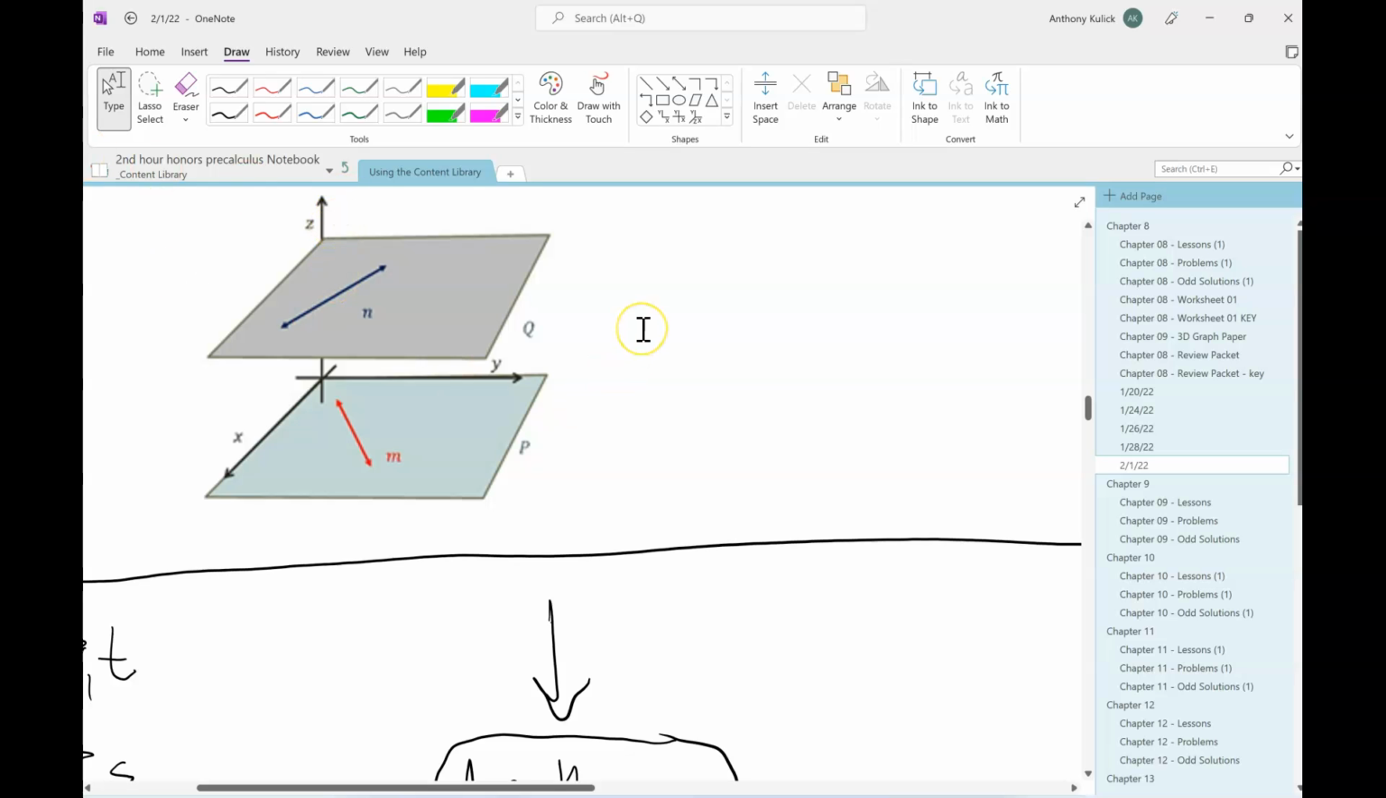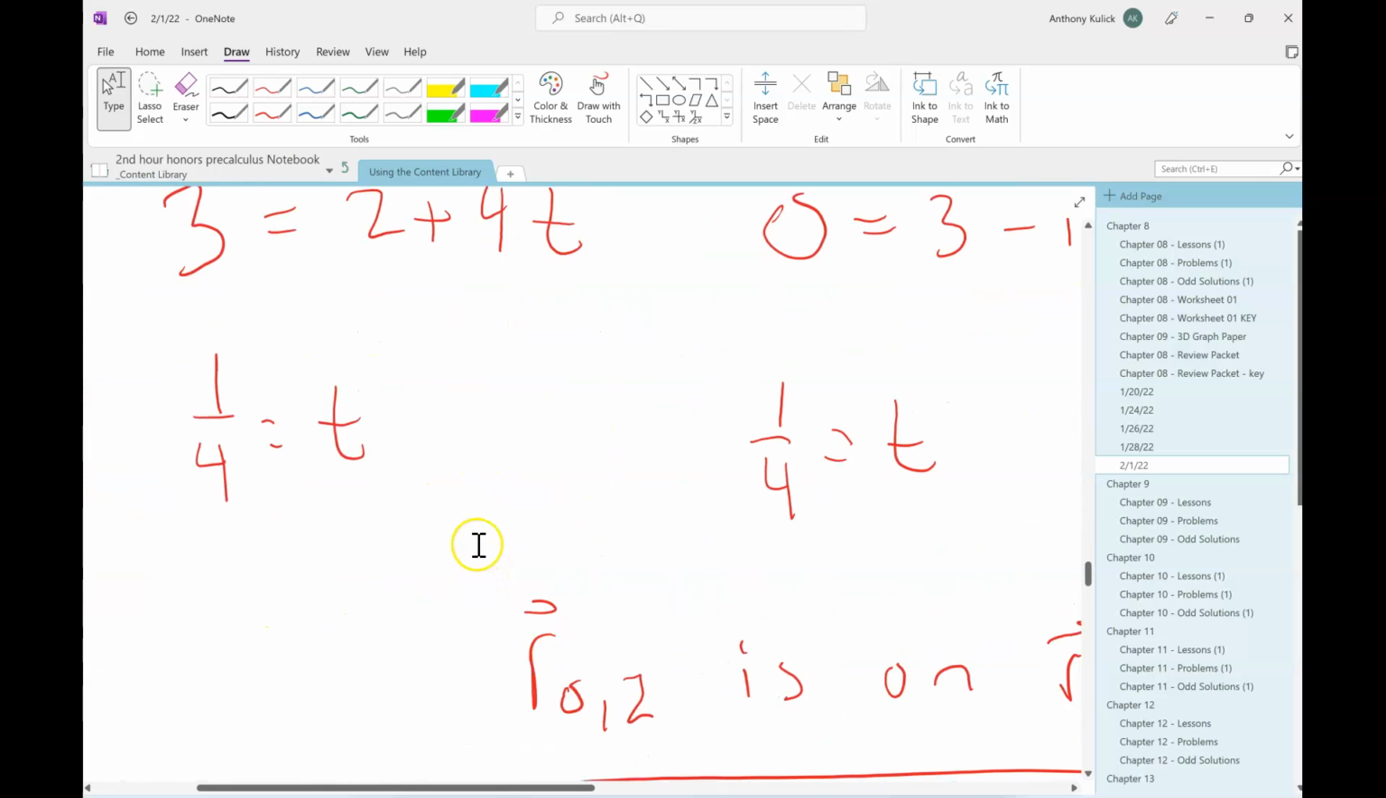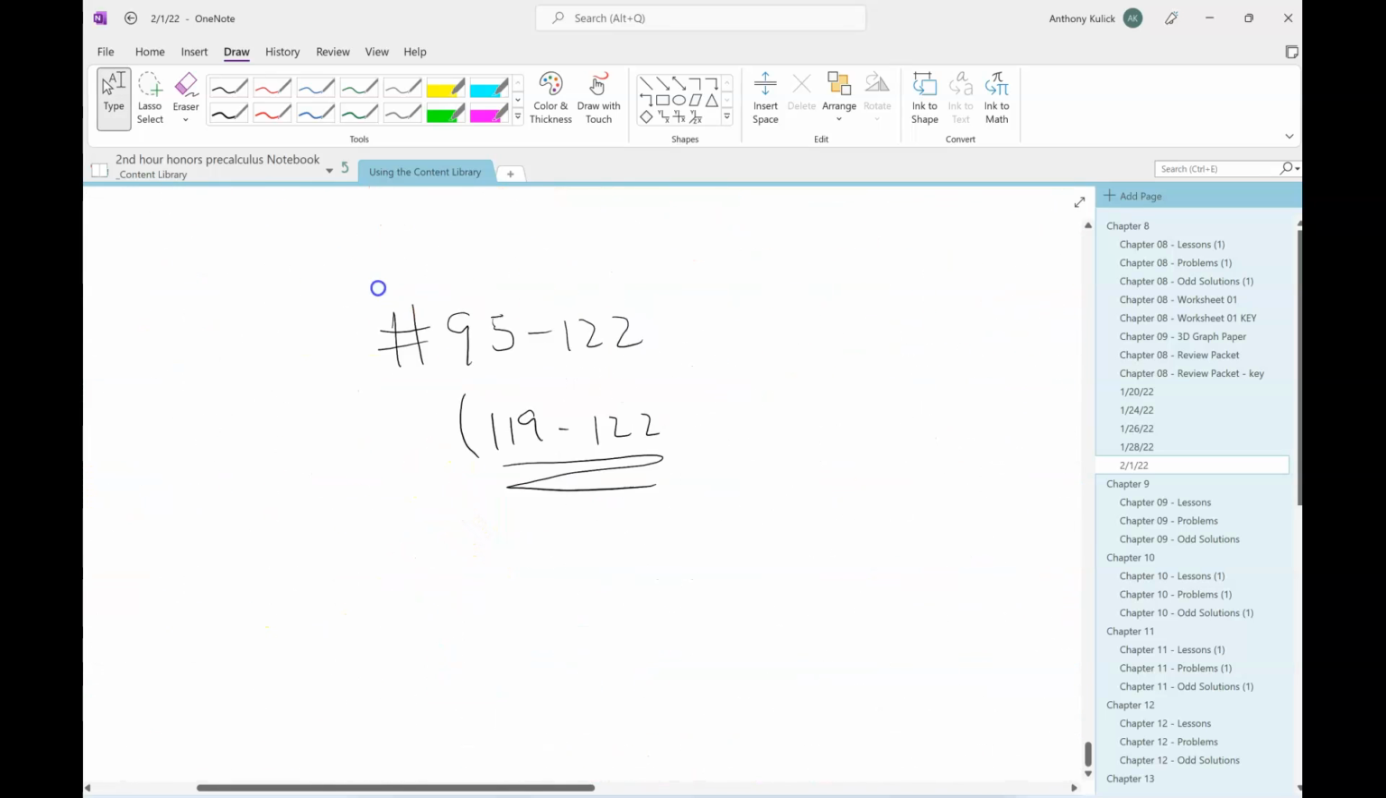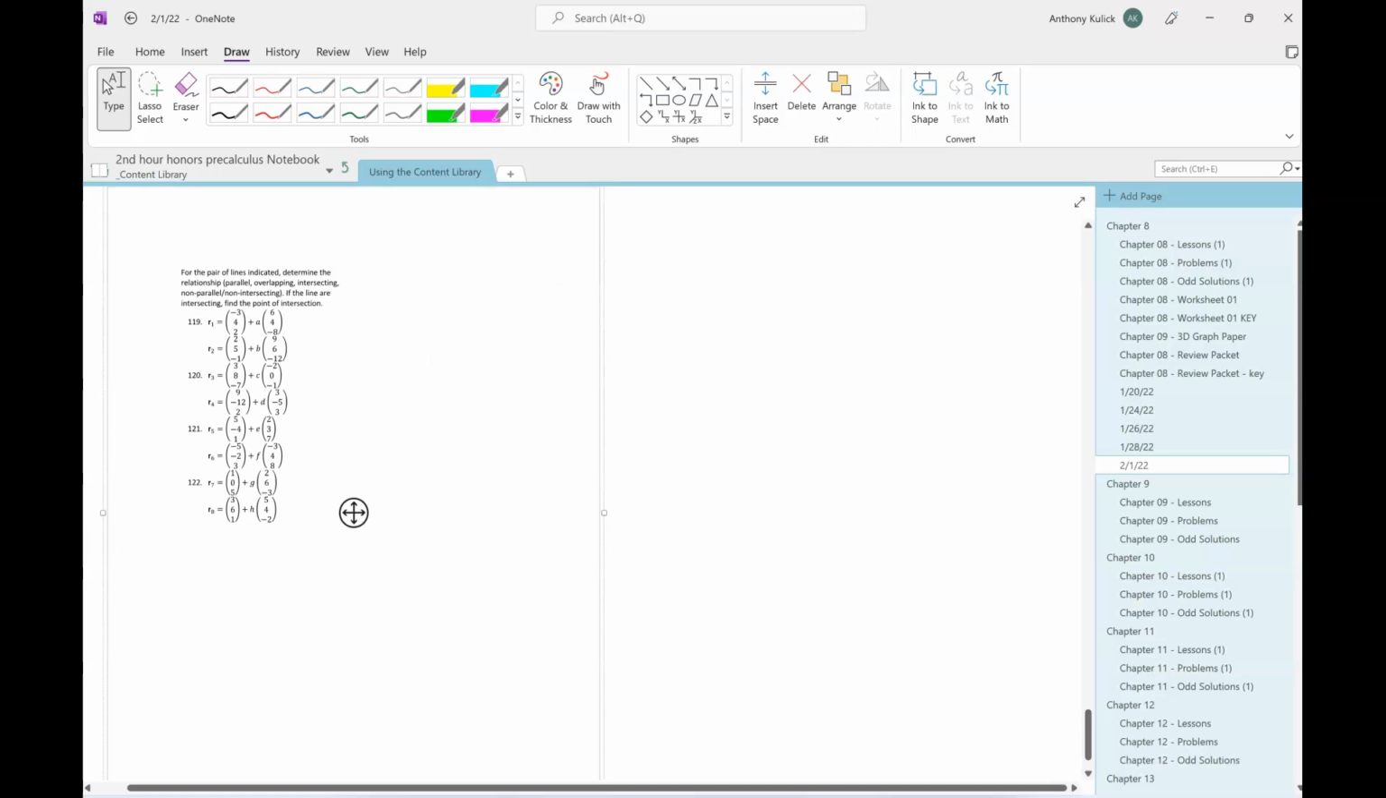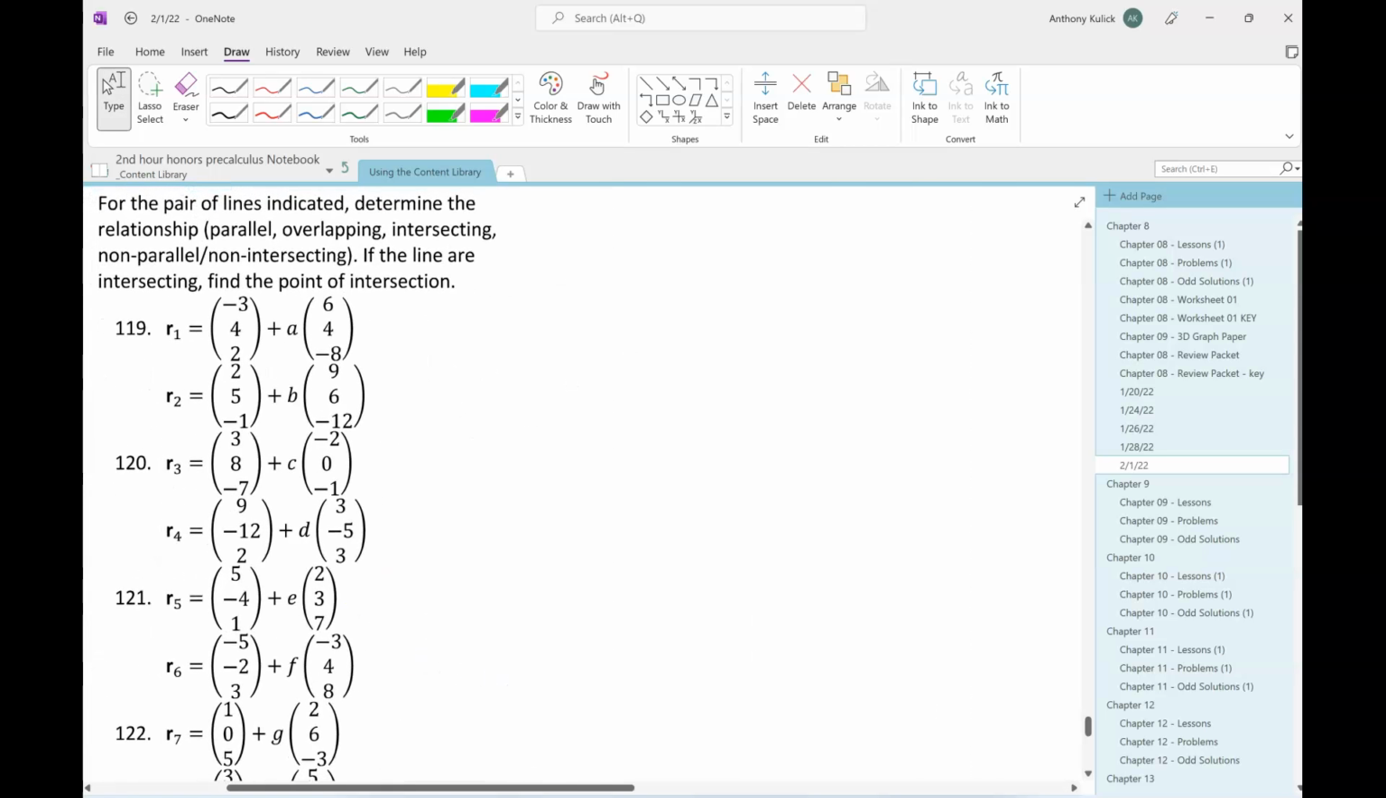Did you want to talk about one of these homework problems in particular? Anybody? Nat? I got up to 119, so can we do 119? Sure, of course. There we go. Okay. So the first thing we'd want to check is to see if they're parallel. So we're going to take the direction vectors and see if one direction vector is a scalar multiple of the other.